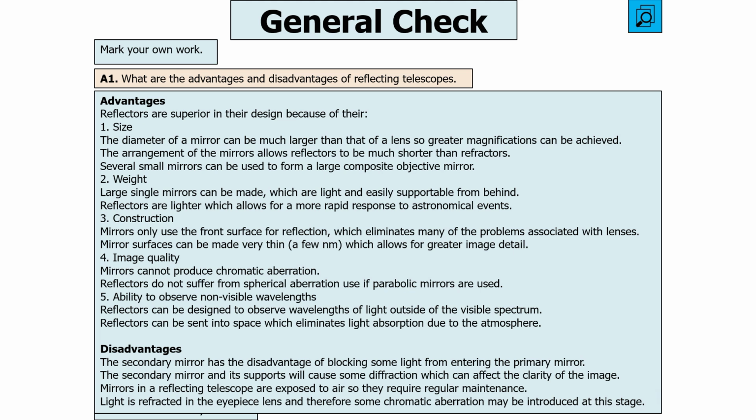The secondary mirror and its support will also cause some diffraction as the waves pass along the secondary mirror, which will affect the clarity of the image. The mirrors in reflecting telescopes are also exposed to the air, so will require regular maintenance, and that'll cost more money. And then finally, light is refracted in the eyepiece lens, so you will get some chromatic aberration at the stage of refracted into an image to be observed by a human.